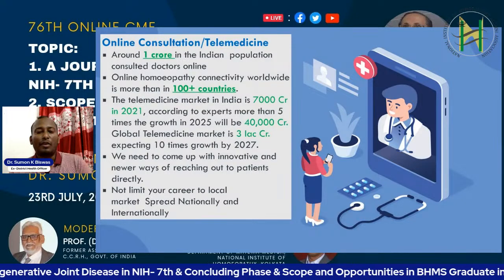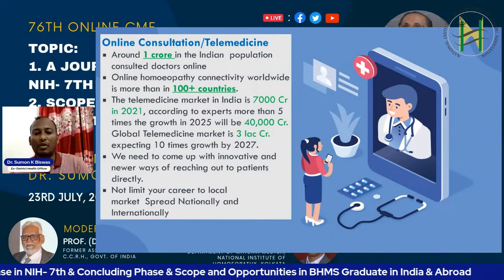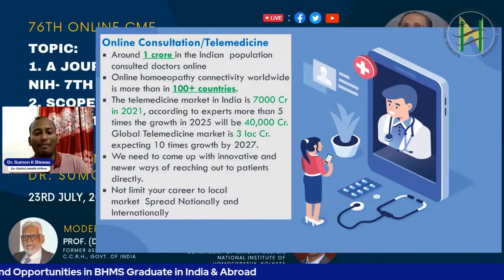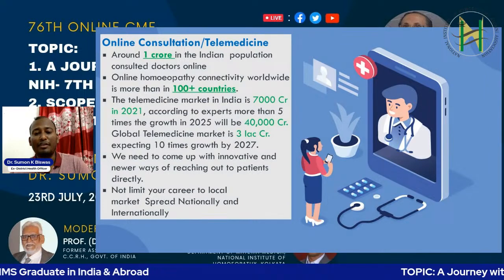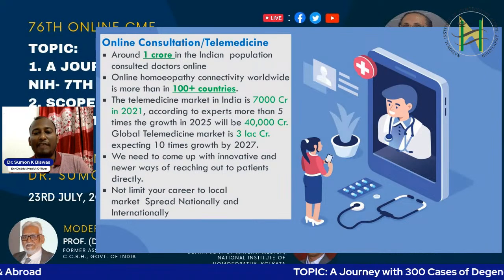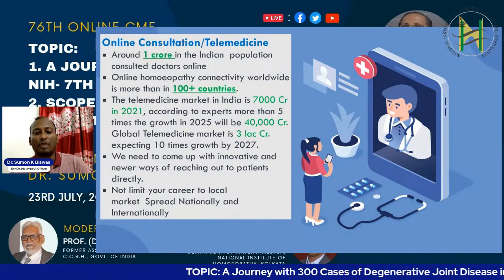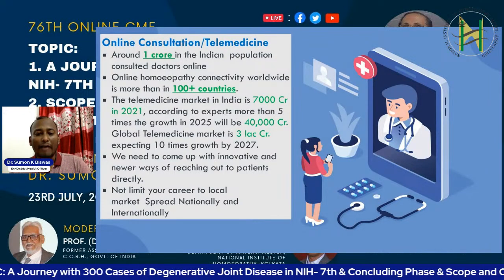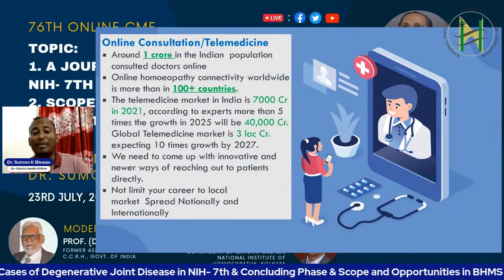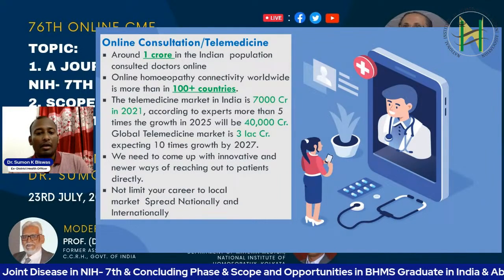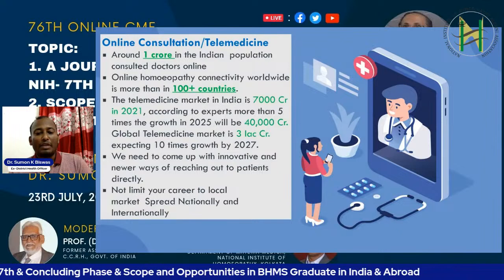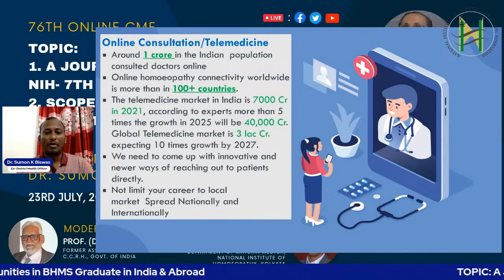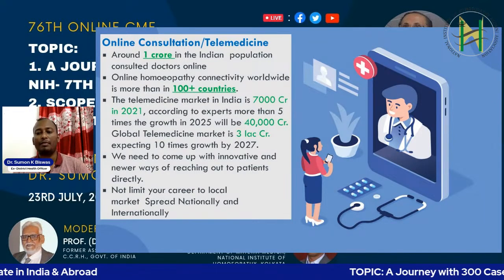The telemedicine market in India was 7,000 crore in 2021. According to experts, after 2025 the growth will be 5 times higher, around 40 crores. The global telemedicine market is 3 lakh crore, and it is expected to grow 10 times by 2027. So for us, the telemedicine opportunities are coming very well.